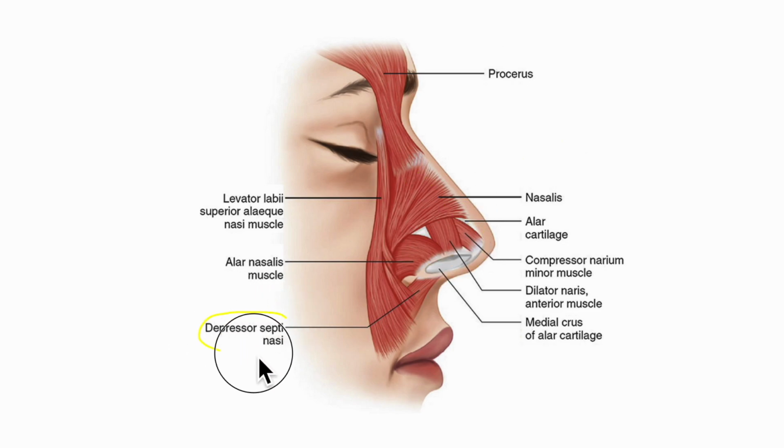Next, we have the depressor septi muscle that you see right here. It originates from the maxilla over the medial incisor tooth. It inserts into the lower mobile part of the nasal septum. The action of this muscle is that it pulls the nose inferiorly.